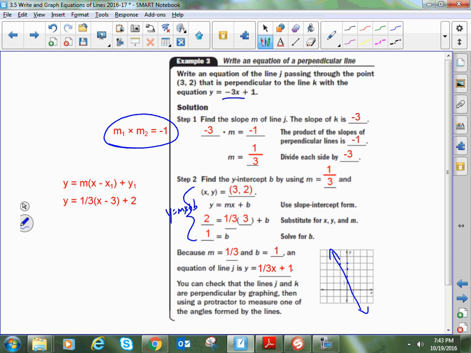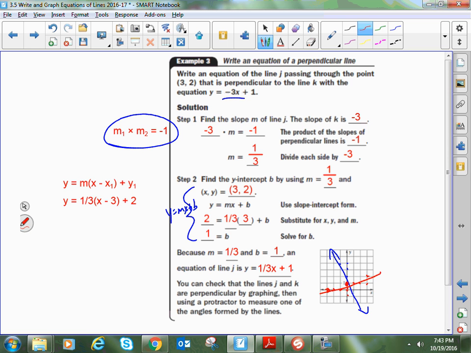And so let me pick a different color for the perpendicular line. So we know it has to go through positive (3, 2). And it will have a slope of -1/3. So 1, 2, 3. Oh, down 1, 1, 2, 3 right there. Down 1, 1, 2, 3 right there.